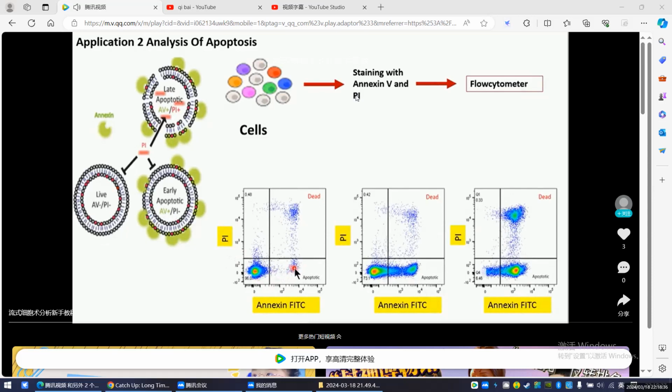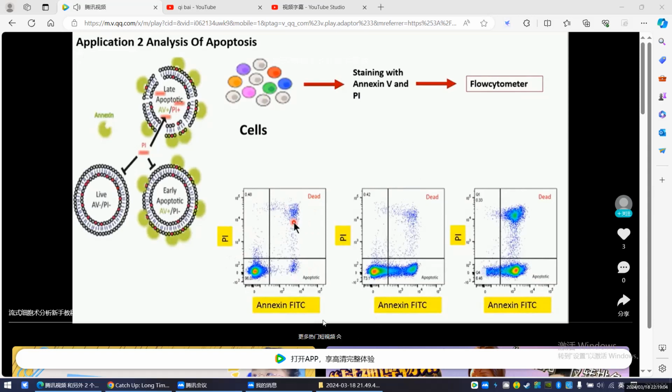These are the cells which are only annexin positive but PI negative. They are early apoptotic cells. These are the cells which are positive for both PI and annexin, and they are dead because of apoptosis. So this kind of beautiful graph we get, and the machine can calculate the percentage of live cells, early apoptotic cells as well as dead cells because of apoptosis.